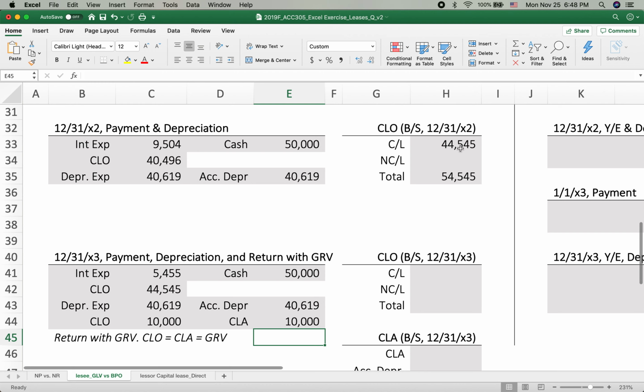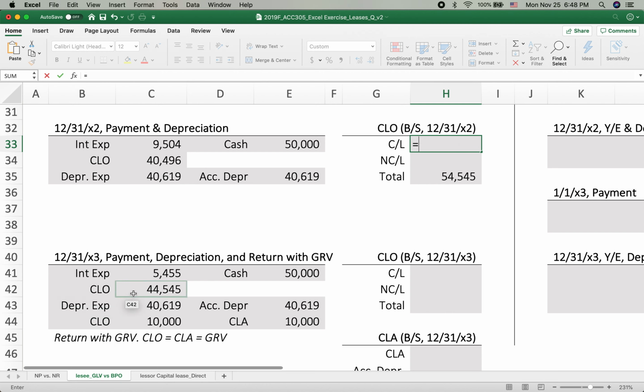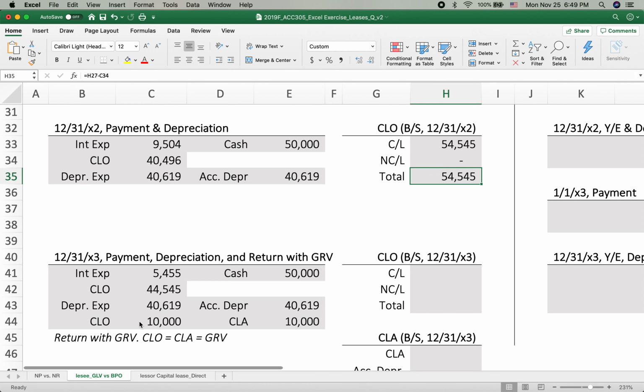So this capital lease obligation in the current liability portion should be this plus this. Good. So we don't have any non-current liability, because from the end of year 2, there's only 1 year left. So there's no portion in the non-current liability.